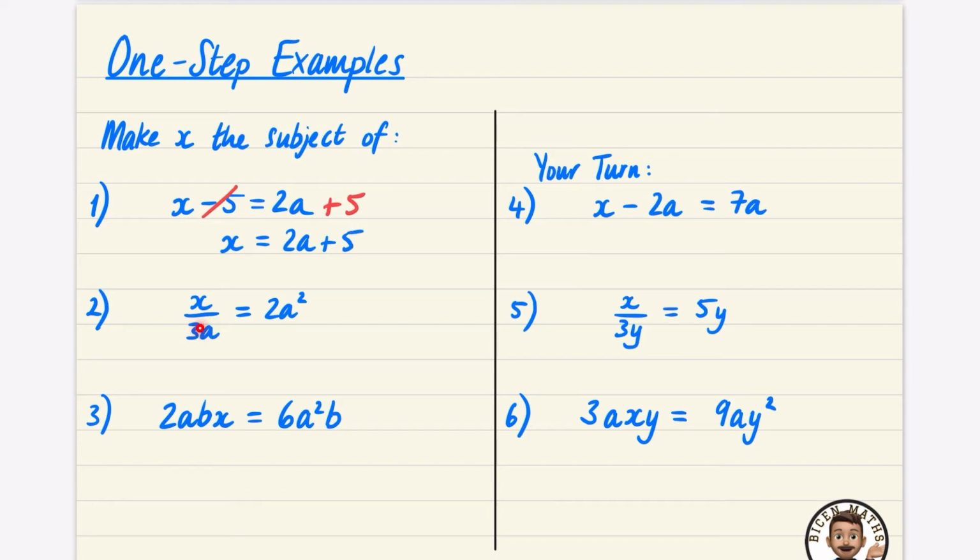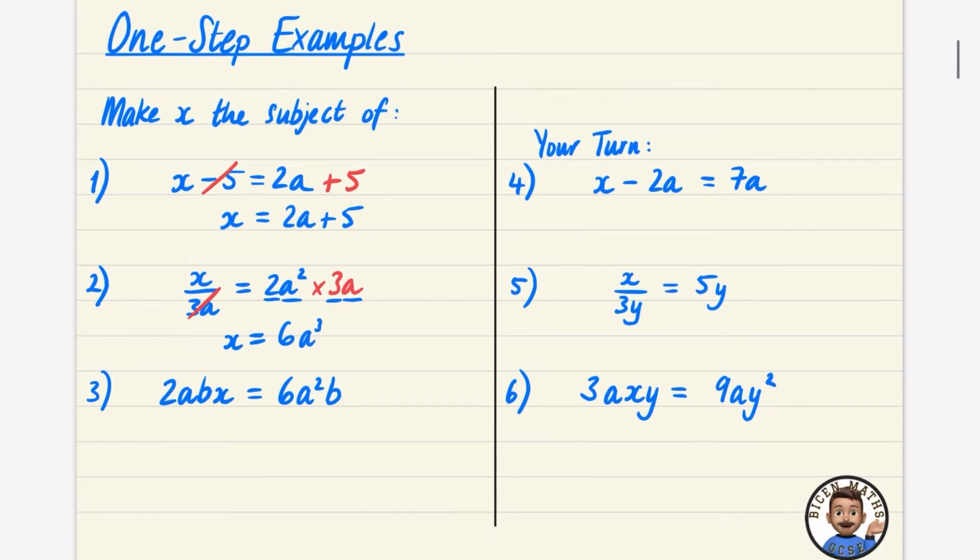In this one, it's being divided by 3A. So the opposite of dividing by 3A is going to be multiplying by 3A. You just also need to be careful that you simplify everything. So when you're multiplying these things together, you've got the 2 times the 3, which is the 6, and the A squared times A, which is A cubed, A times A times A.